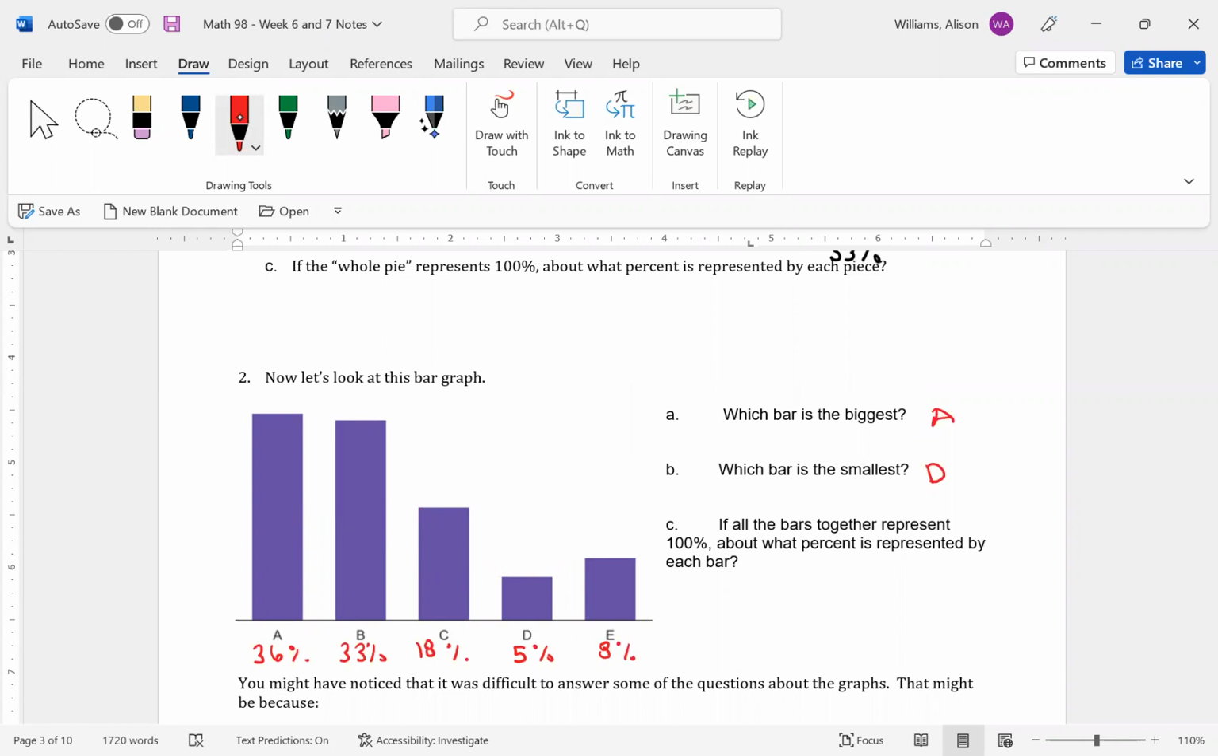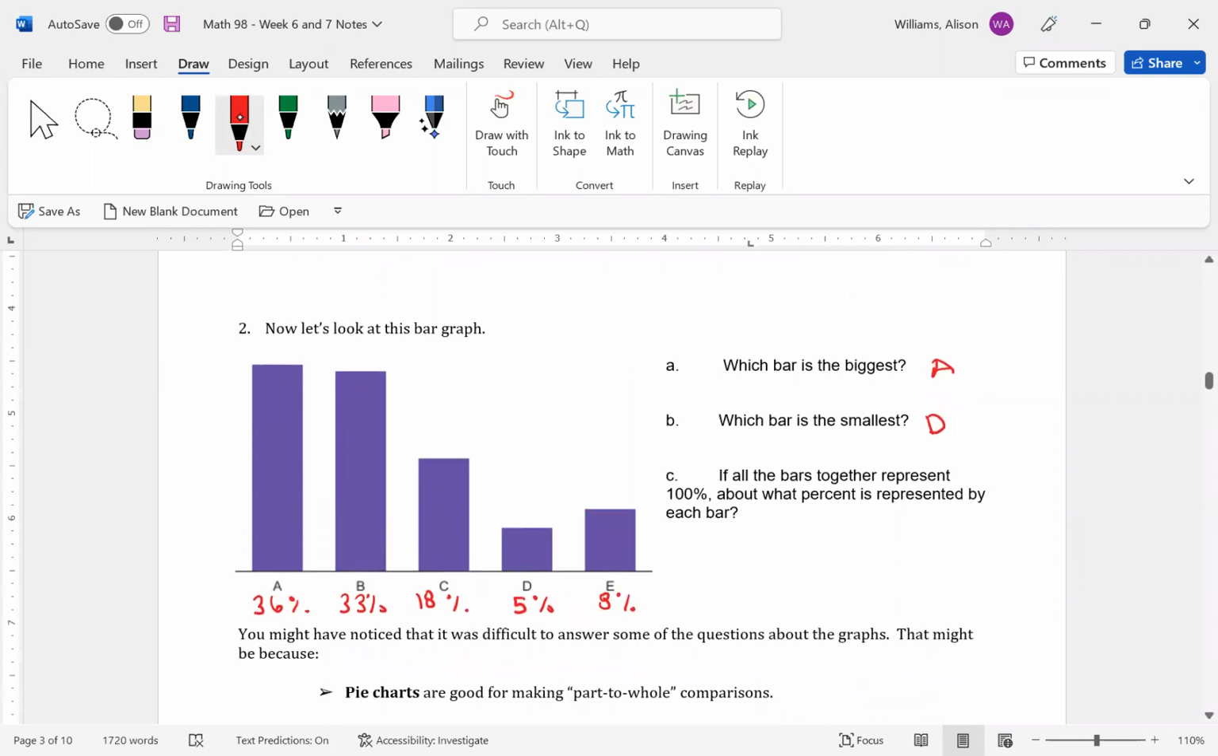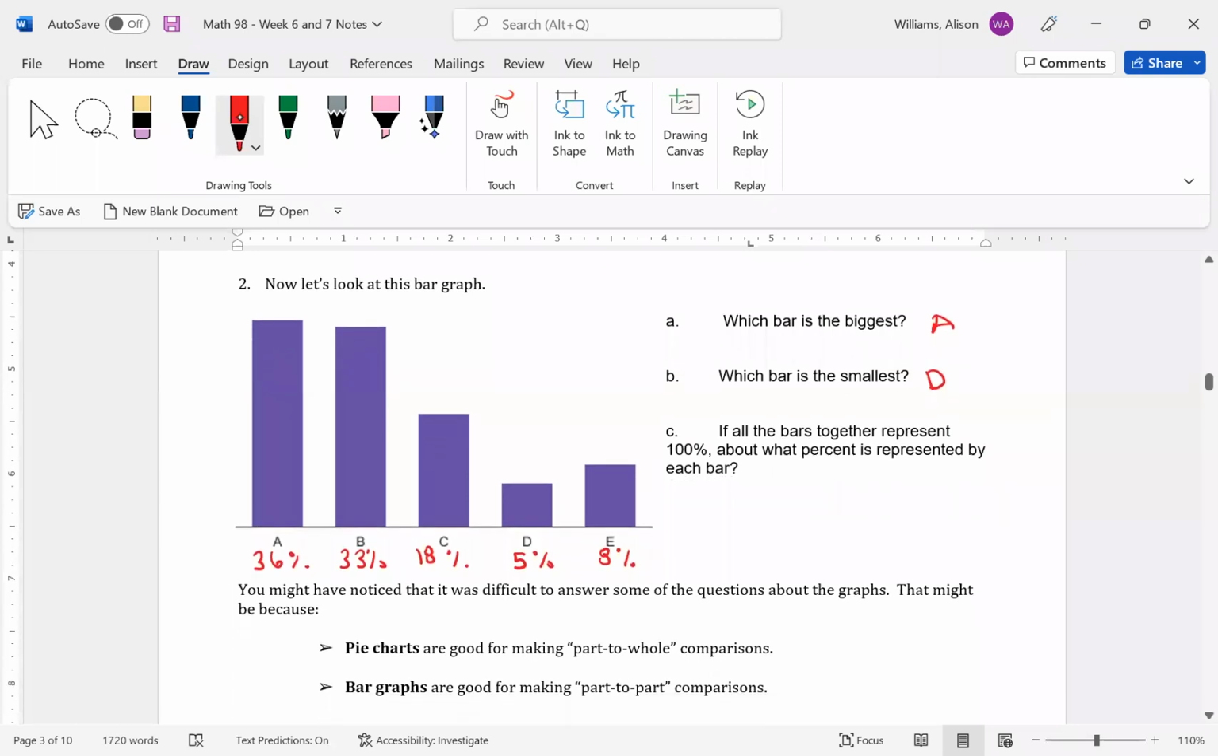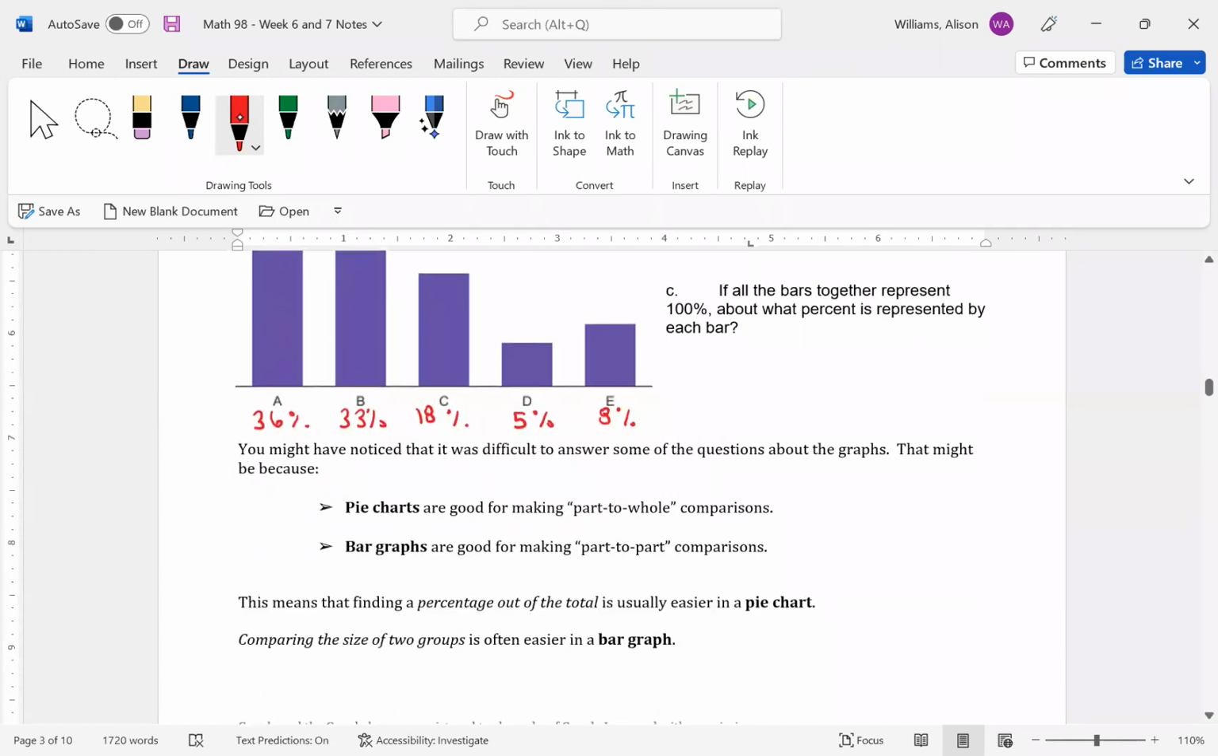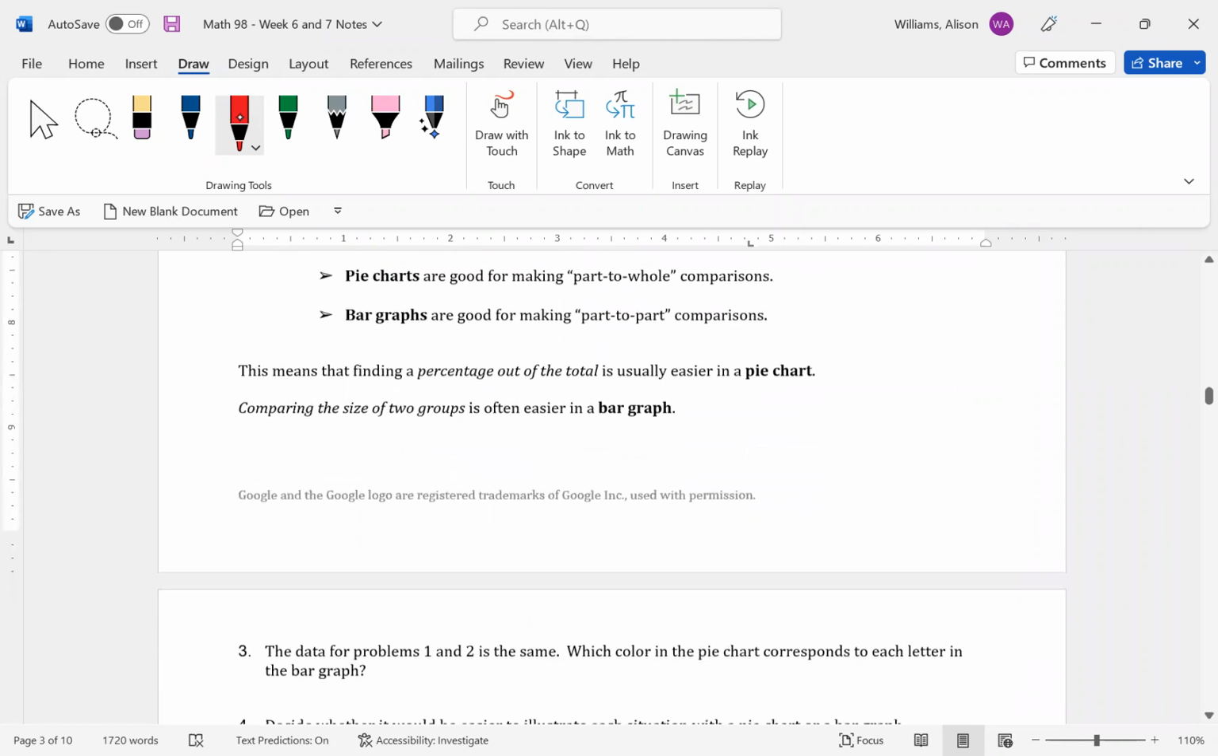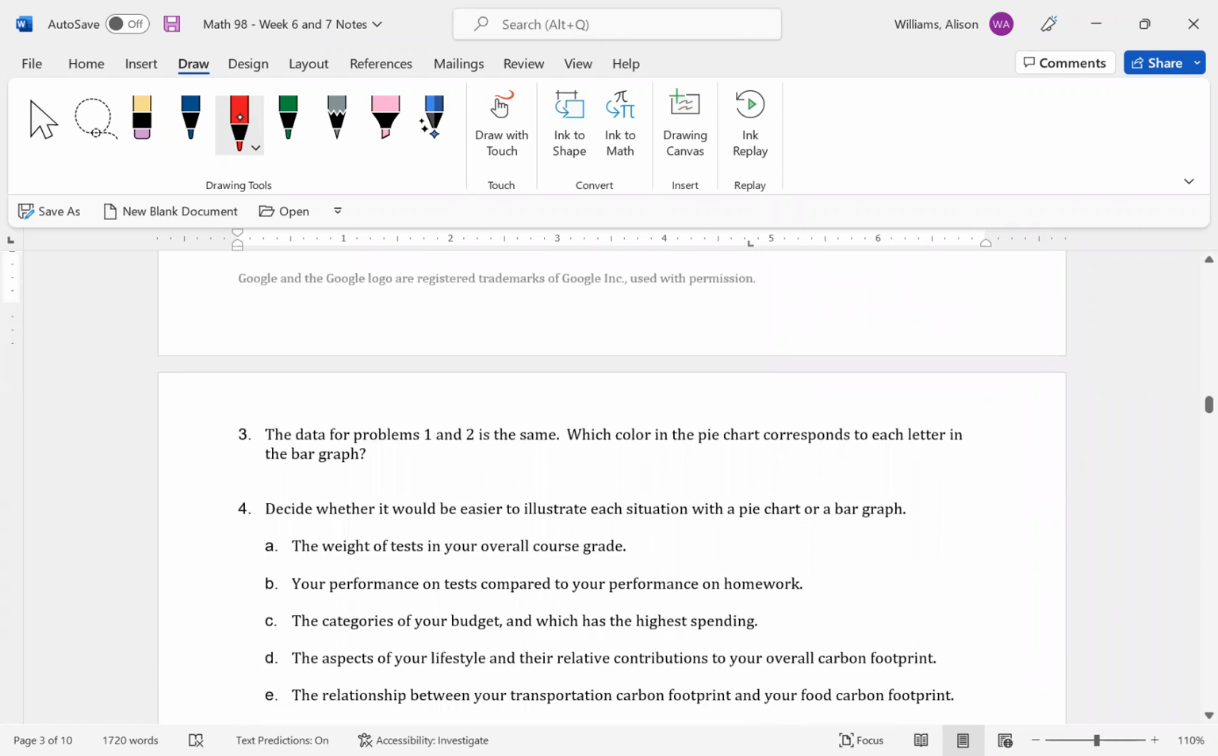All right. So you might have noticed it was difficult to answer, and that's true. That's because pie charts are good for part to whole comparisons, but bar graphs aren't so good. So I had a much harder time doing the bar graph than I did the pie chart. I was able to use geometry for the pie chart, but figuring out the bar graph, I kind of had to just keep guessing and checking. All right, so that means that percentages work better for pie charts, but comparing sizes of groups is better for bar graphs.